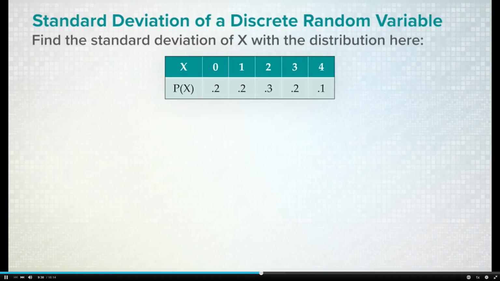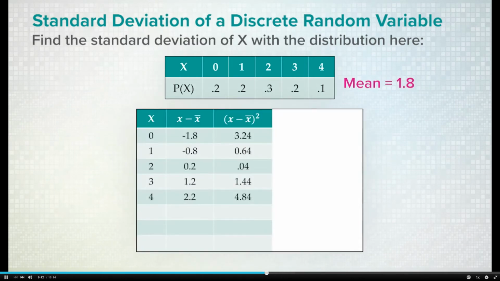Let's find the standard deviation of x with the probability distribution. If you recall, the mean was 1.8. And the good news is that we'll start the same way. I'll have my chart that has my column of x's, my column where I take my x's minus the mean, and my column where I square everything. So far, nothing has changed. We haven't taken into account the probabilities in the probability distribution function.